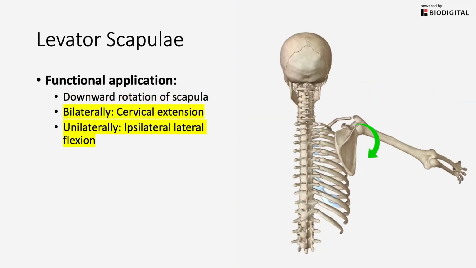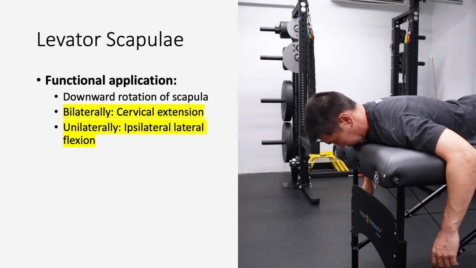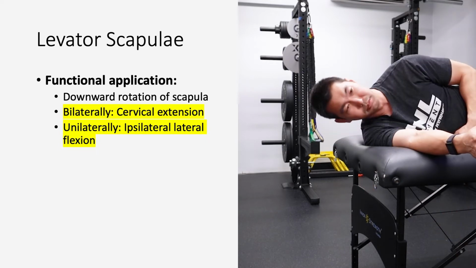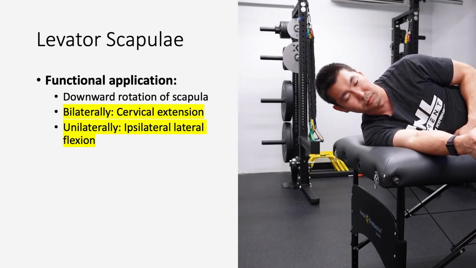So the functional application of your levator scapulae is that it contributes to this downward rotation of the scapula, but more importantly, it's going to act on your cervical spine. So bilaterally, it's going to create cervical extension, and unilaterally, it's going to create ipsilateral lateral flexion. So lateral bending to the same side of which side is contracting.